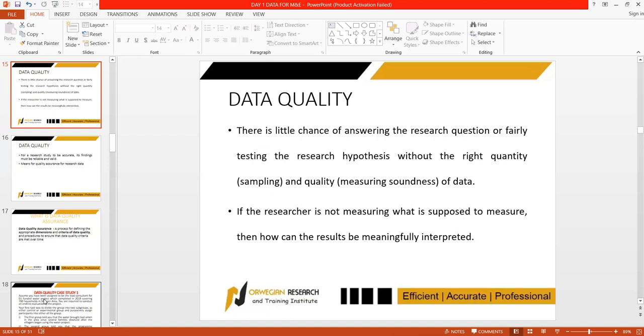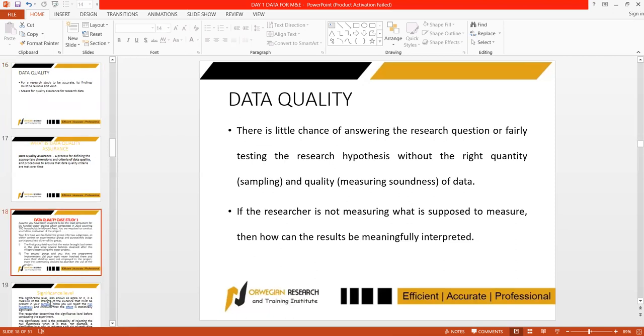So it simply means the instrument must be measuring what it is supposed to measure. Then we are going to have a proper interpretation. That is also what we call validity. So we have completeness, we have accuracy, we have reliability, and we also have the concept I talked about, validity. Those are some of the domains that we want our data to fit.